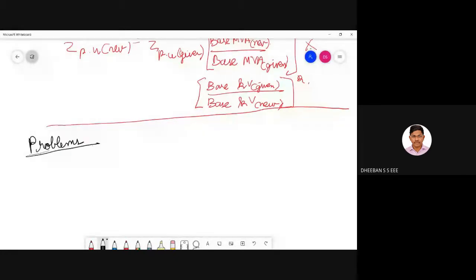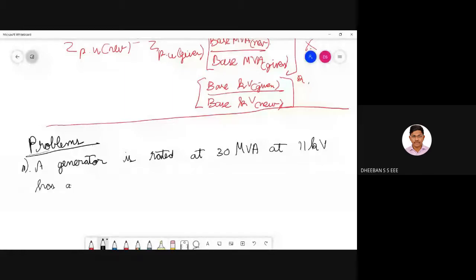So first we will be starting with a small problem, so it will be very easy for you to understand. The first one is a generator. You just take down the problem, and side by side you are also going to solve this problem. Okay, so take a note of it. So a generator is rated at 30 MVA at 11 kV, which has a reactance of 20%.